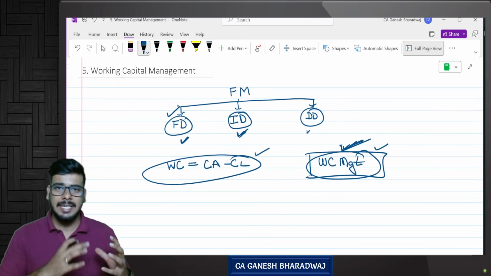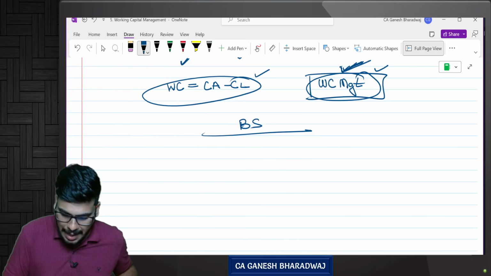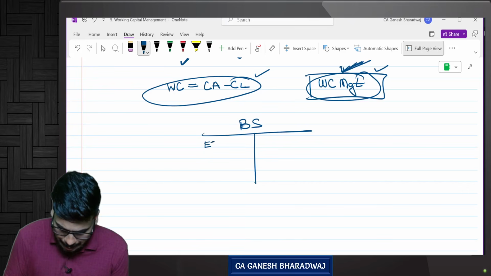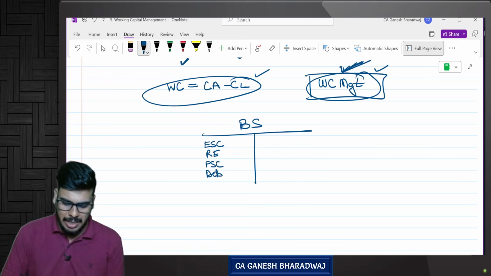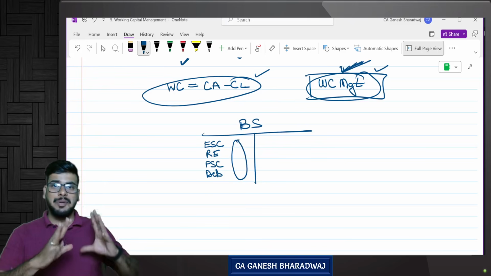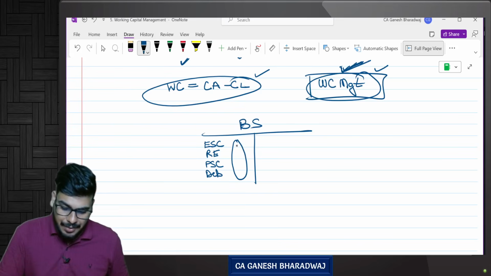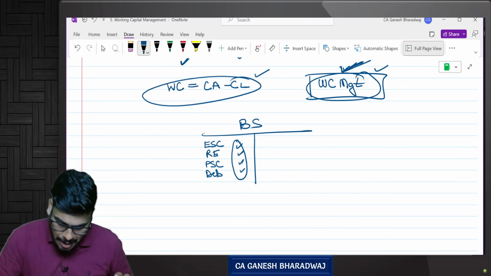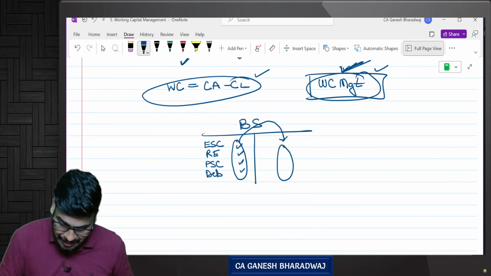Now, what has happened? The company has chosen the sources of finance. Let's again draw the balance sheet of the company. There are multiple sources of finance like equity share capital, retained earnings, preference share capital, debentures. So the company has designed the optimum capital structure. They have decided from which source of finance how much amount should be raised. Financing decisions are over.